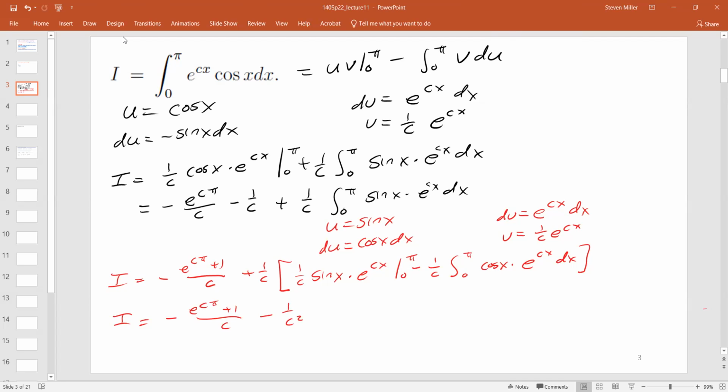Yes! What's its name? We gave it a name. Well, look at it. It's named on the top of the slide. What are we calling the integral? I. So I is equal to negative e to the c pi plus 1 over c minus 1 over c squared I. How do we solve for I?